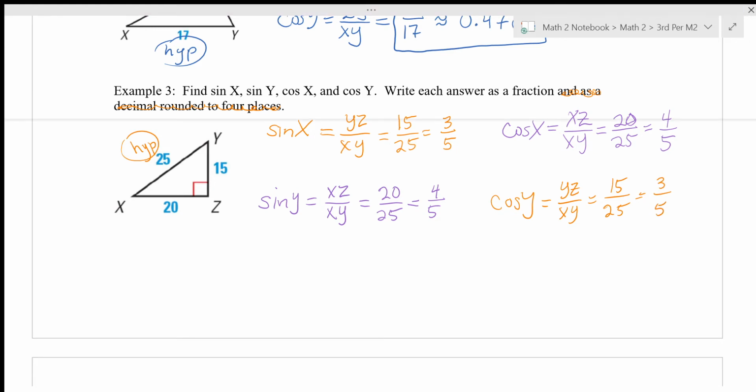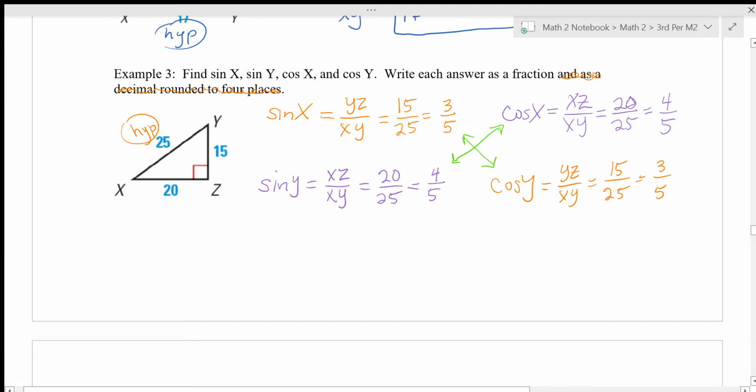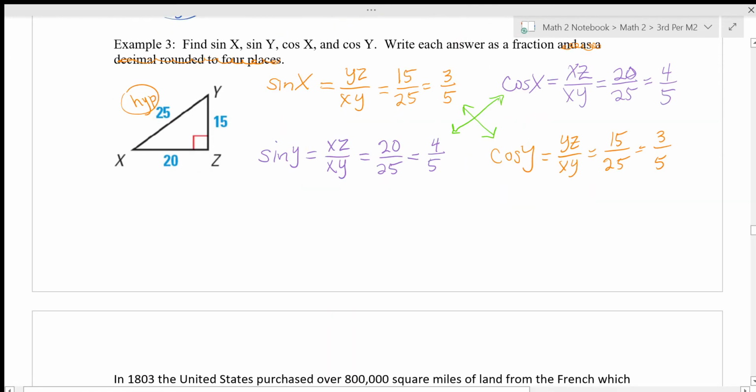So, big thing to notice here. Hopefully you guys can all see it, that the sine of x is the same as the cosine of y, and the cosine of x is the same as sine of y. So they are inverse ratios of each other. Questions on that? Make sure you write them down.